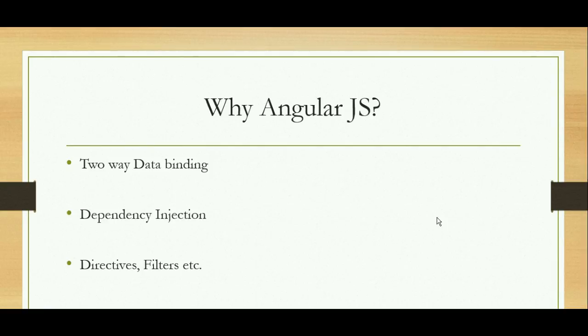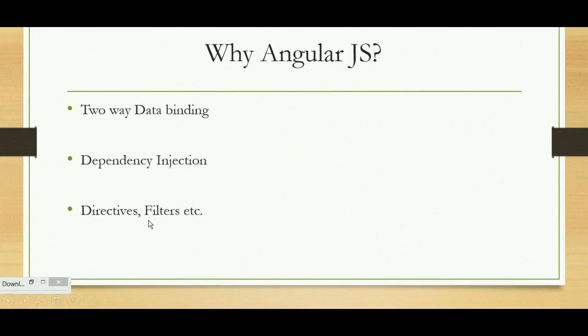Okay, the next thing is two-way data binding, and we will see that in our next tutorial, which is about data binding. And the next is dependency injection. AngularJS also implements dependency injection, and we will see how it is important and what dependency injection is in our upcoming video tutorials. And the next is directives and filters. What are directives and filters?